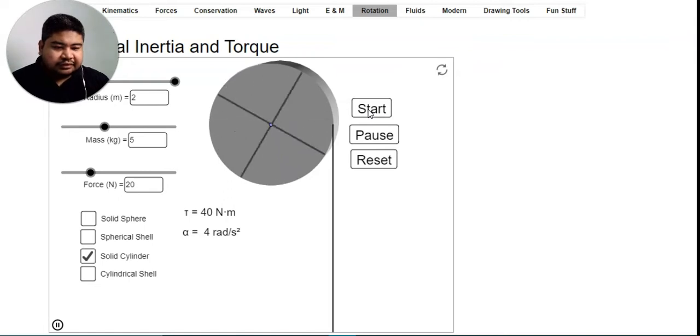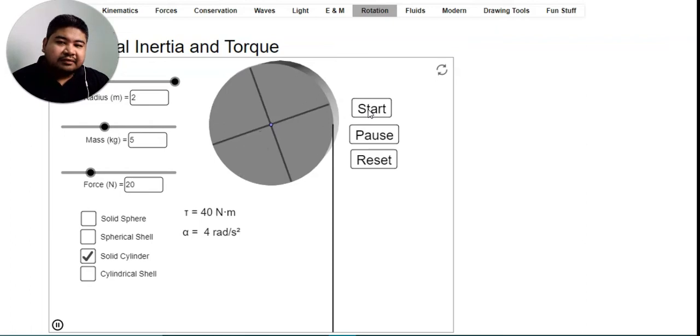Alright, so as you can see, now the angular velocity of the disc is getting faster and faster. So the simulation has stopped. So with the torque of 40 Newton meter, the angular acceleration of the disc is 4 radian per second square, meaning that every second the angular velocity increased by 4 radian per second.